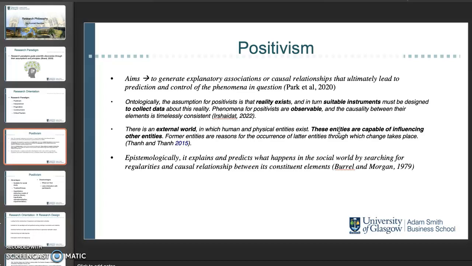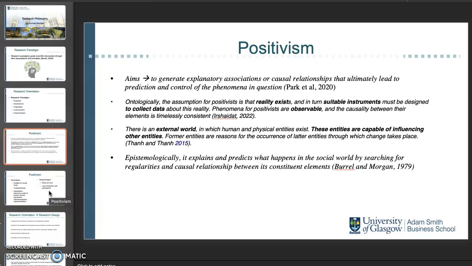Lastly, epistemologically, it explains and predicts what happens in the social world by searching for regularities and causal relationships between elements. So for all of you who are keen on something certain, something related to each other, and something where we believe that reality exists and is independent and out there, and we need to test it and measure it, we are going to positivism in my point of view.